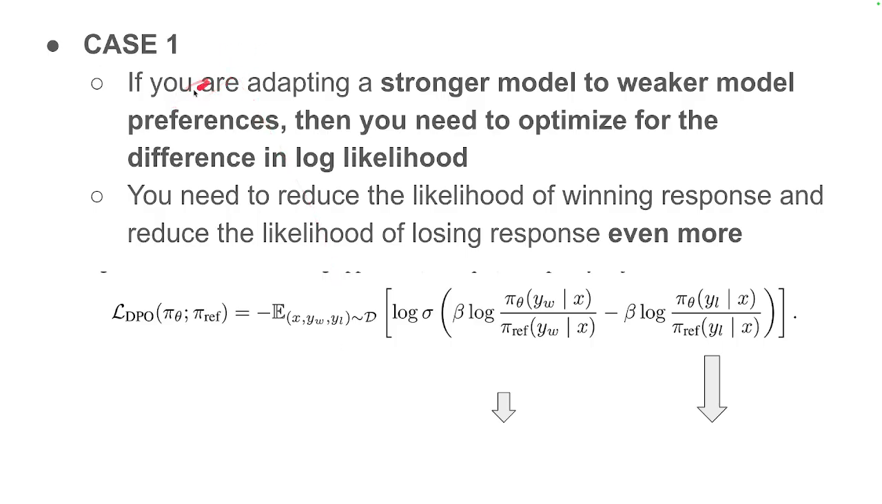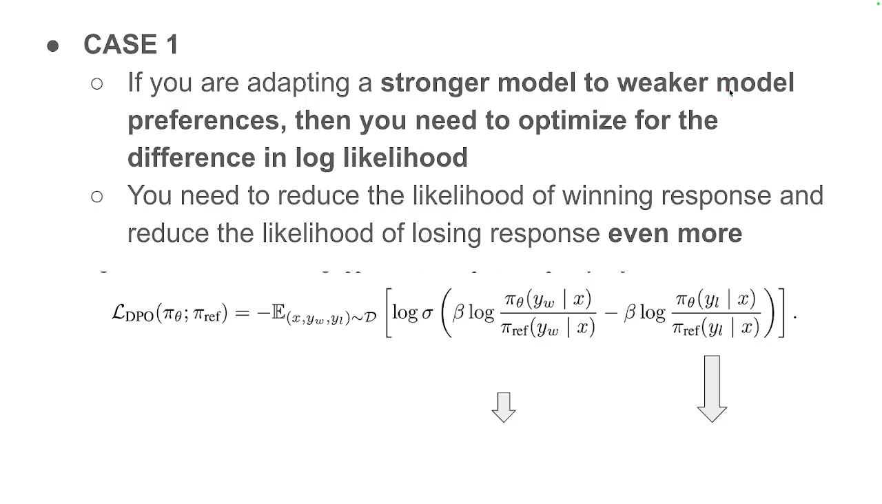So suppose you have a stronger model and you are aligning it on weaker model preferences. Then you need to optimize for the difference in the log likelihood. You need to reduce the likelihood of the winning response and reduce the likelihood of the losing response even more. As you don't want the stronger model to mimic the weaker model, you cannot simply increase the likelihood of the winning response. It means your stronger model will start to imitate the weaker model, and that's bad news. You don't want to do that.